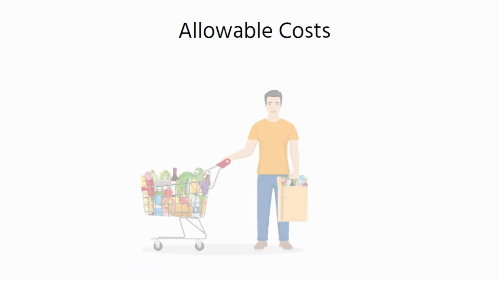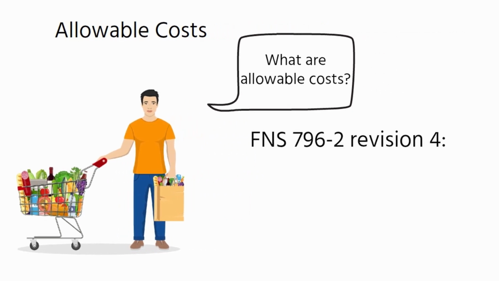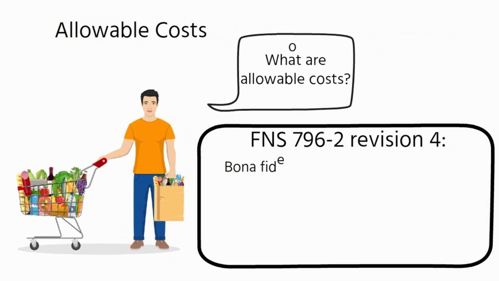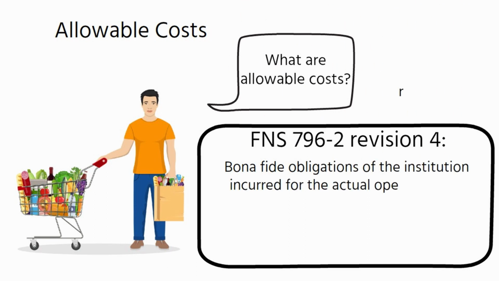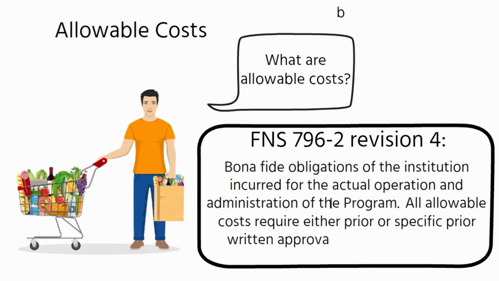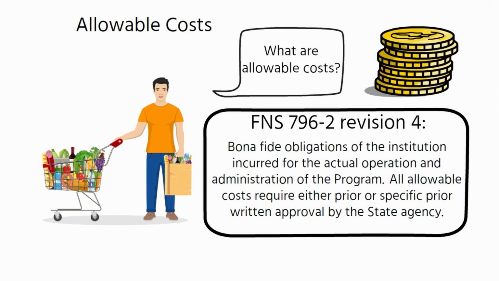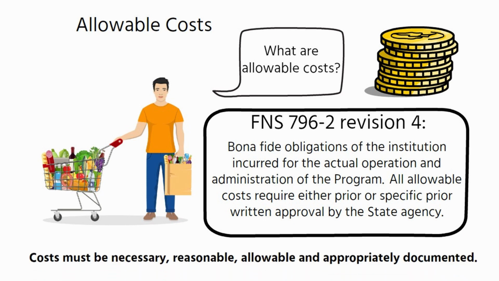Allowable costs. Costs to operate and administer the program must be allowable. What are allowable costs? The term from FNS 796-2 Revision 4 is bona fide obligations of the institution incurred for the actual operation and administration of the program. All allowable costs require either prior or specific prior written approval by the state agency. Overall, costs must be necessary, reasonable, allowable, and appropriately documented.